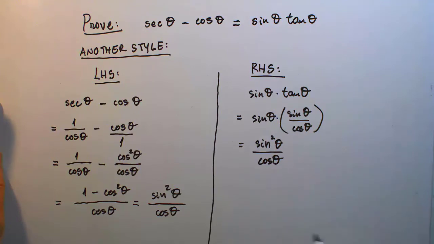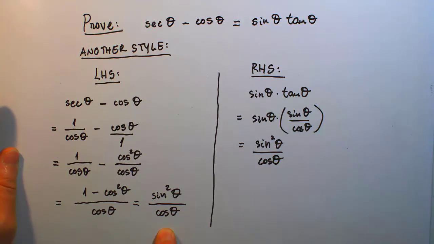But now what have we reached here? The left-hand side turns out to be sine square over cosine theta. The right-hand side also, with a little further development, turns into sine square over cosine theta. So what we notice now is the left-hand side.